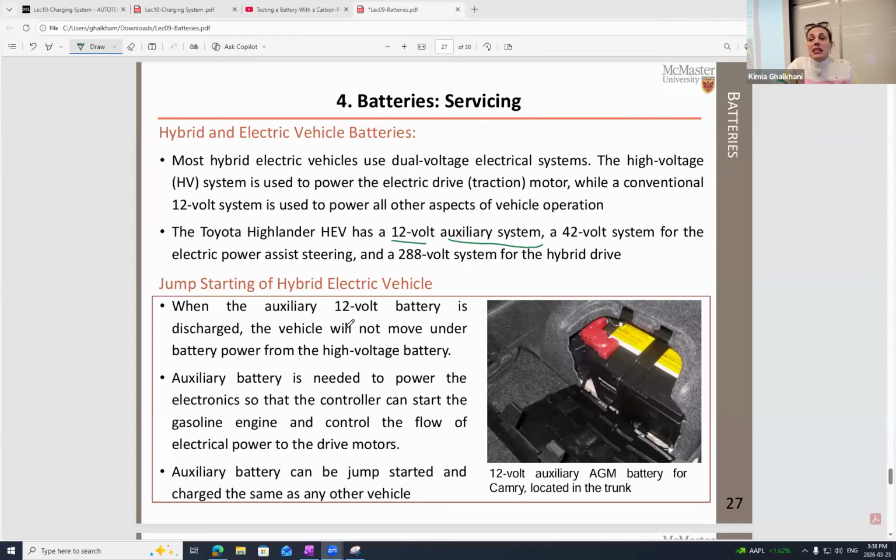If the aux is dead and we cannot turn on the computer of the vehicle, especially for a hybrid electric vehicle, which still has a combustion engine, right? We cannot turn on the engine. That's why we do have aux.